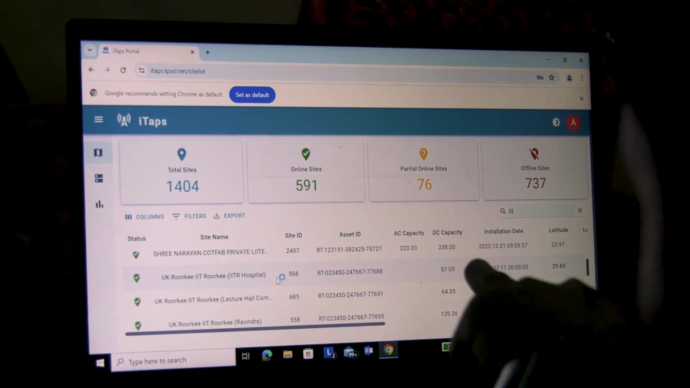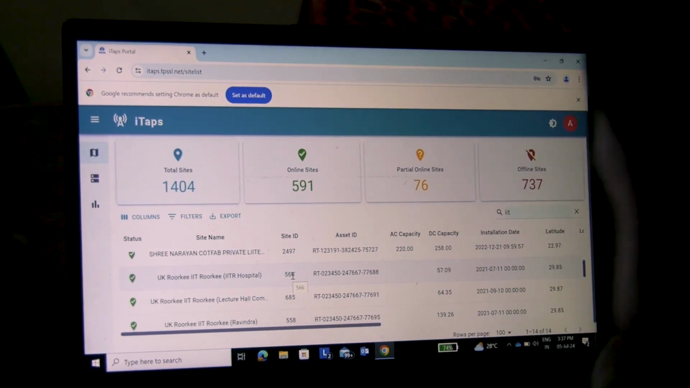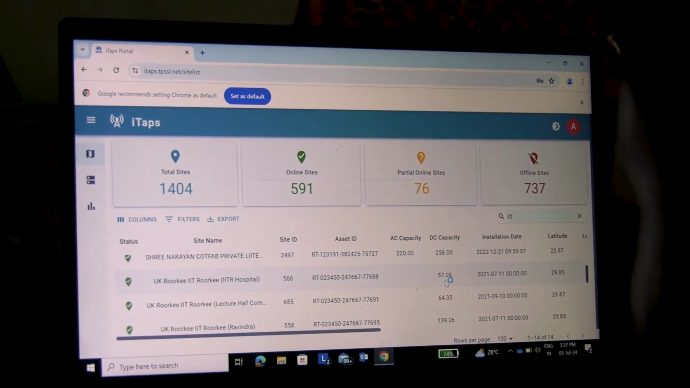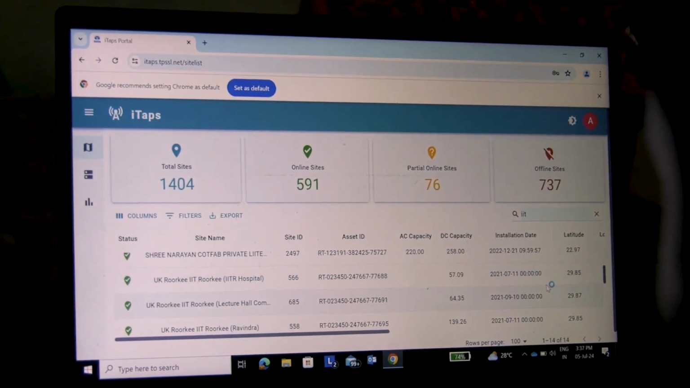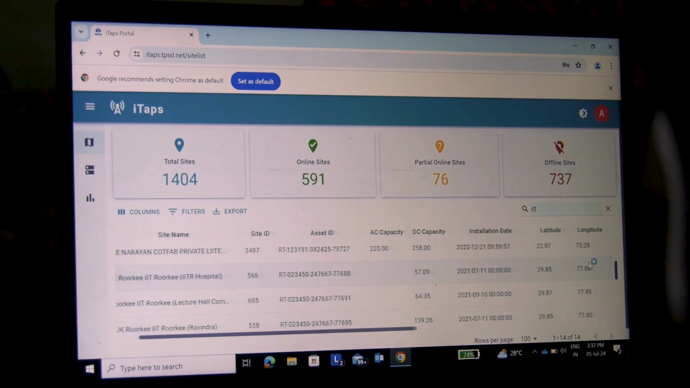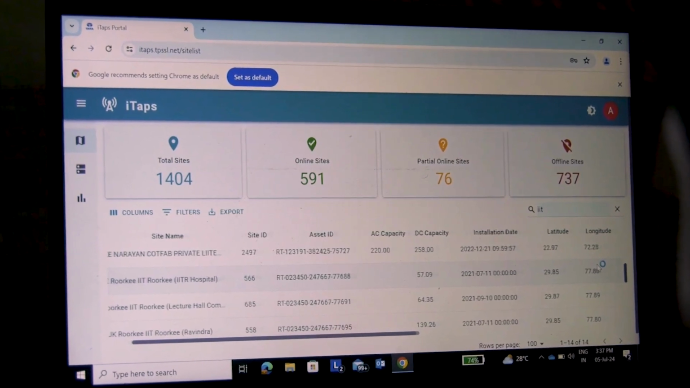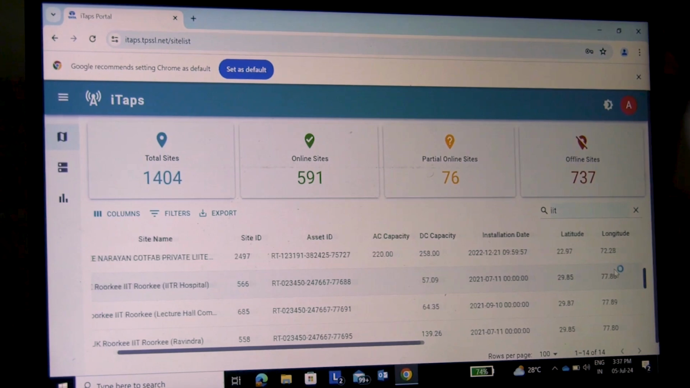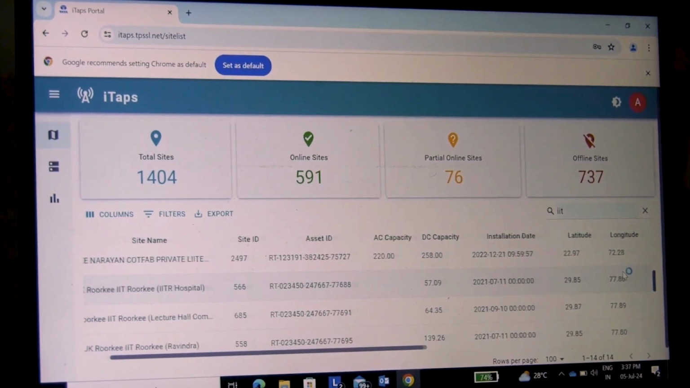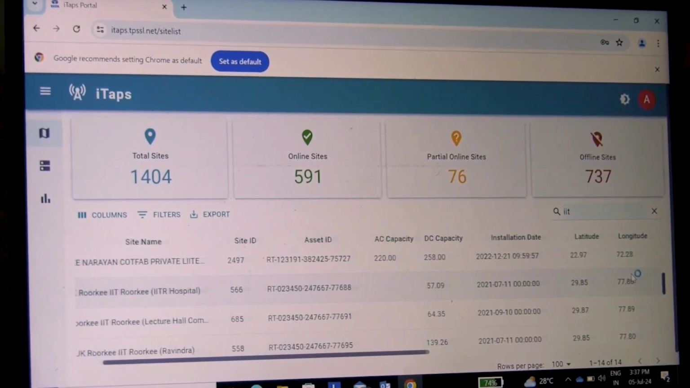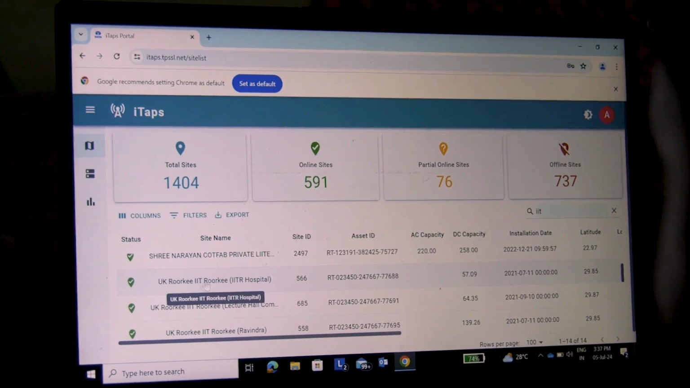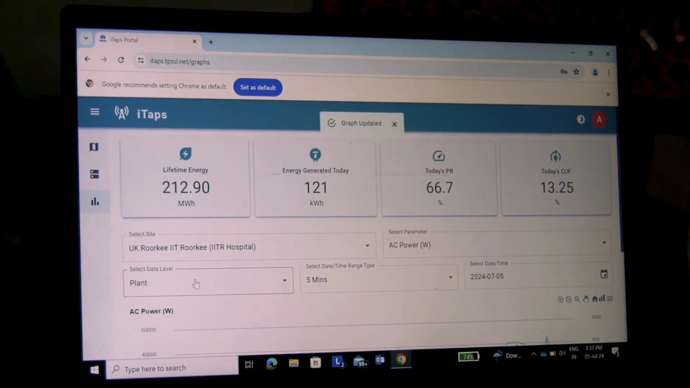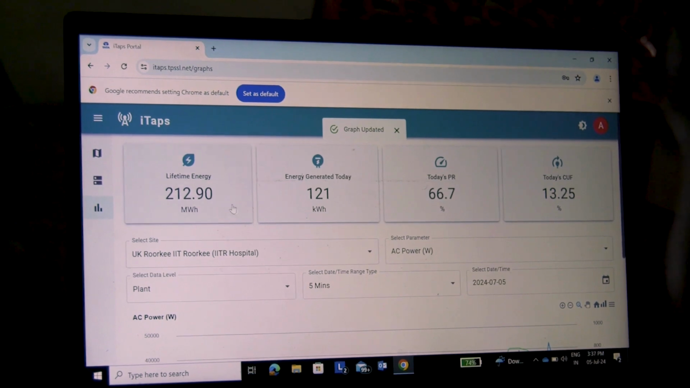Now, let us move to the ITAPS portal, a cloud-based management system for monitoring solar PV installations across various sites within the campus. This sophisticated system provides detailed information for each site, including site name, site ID, asset ID, AC and DC capacity, installation date and geographical coordinates. Let us specifically look into the IIT Roorkee Hospital PV generation. The dashboard reveals some compelling data.